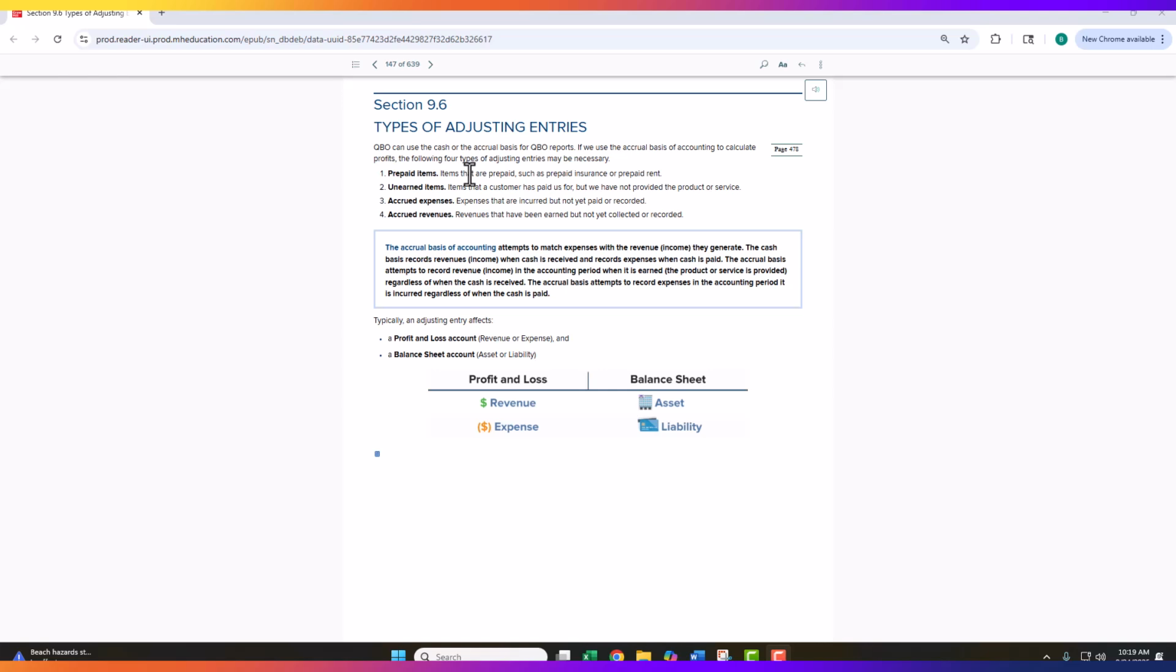So with that kind of transaction, we need to make sure that both the asset reflects what we still own, what we still have of that asset at the end of the period, and the expense represents what we used of that asset during the period.